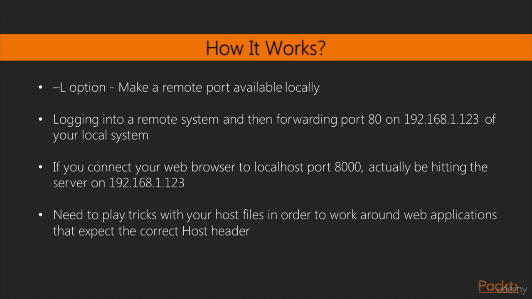The arguments are bind_address:port:host:hostport. In our example, we're logging into a remote system and then forwarding port 80 on 192.168.1.123 to port 8000 of your local system. This means that if you connect your web browser to localhost port 8000, you will actually be hitting the server on 192.168.1.123. This is useful for accessing resources behind a firewall or just changing the network your connection is established from.